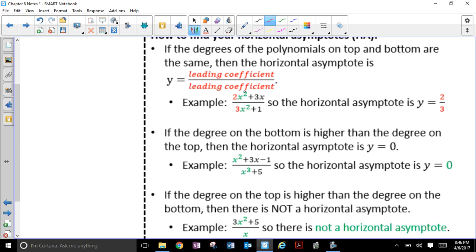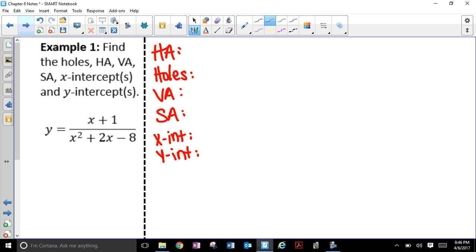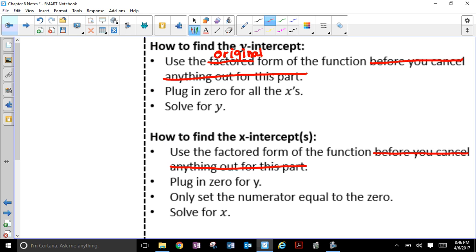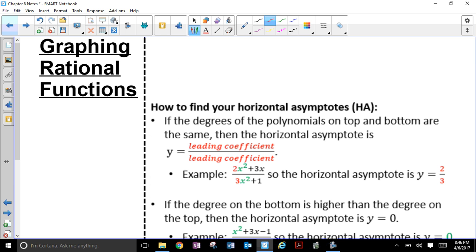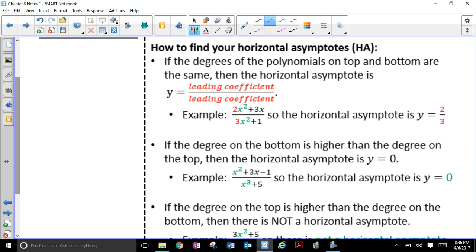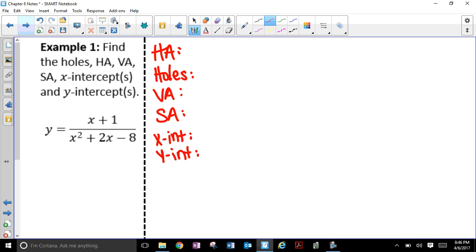Are the degrees the same on top and bottom? Is the bottom degree bigger than the top degree? Or is the top degree bigger than the bottom degree? Well, this is x to the first on top and x squared on bottom. So your bottom degree is bigger than the top degree. So according to this, if your bottom degree is bigger than the top degree, then your HA is y equals 0. And you have to put y equals 0 because that's the equation of the horizontal line. Can't just put 0 on the line there.